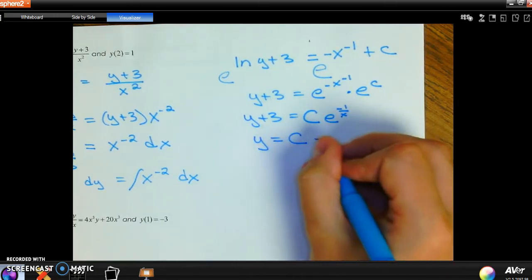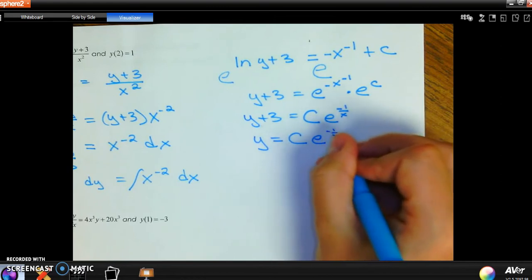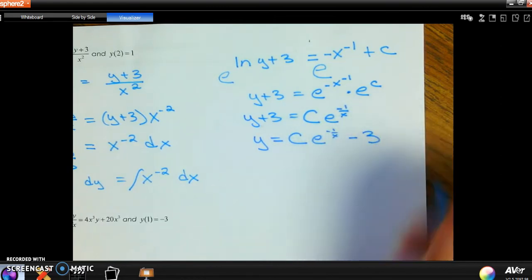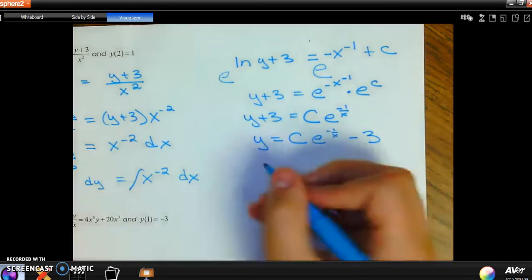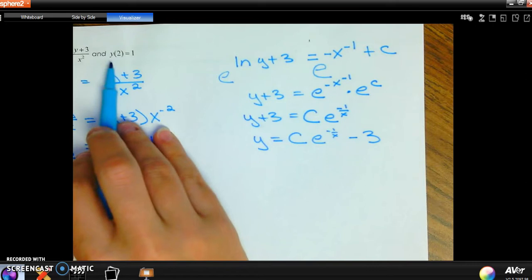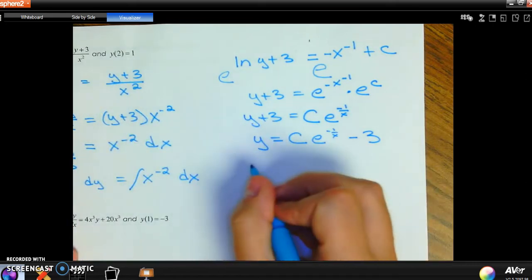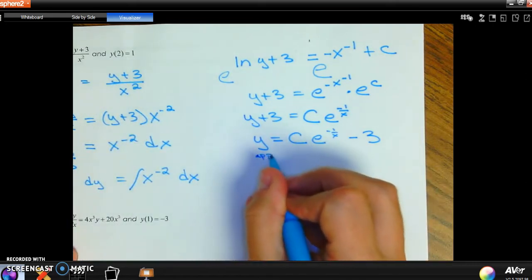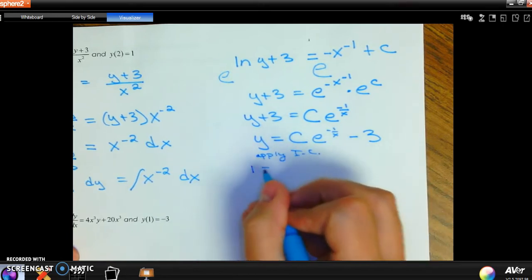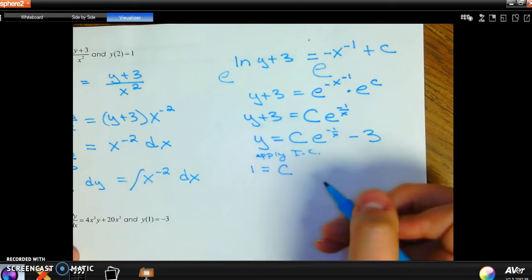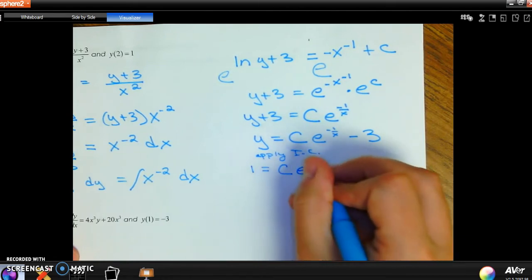So I'm going to write it as e to the negative 1 over x, and then it is a minus 3 on the outside. So I've solved for y there, and now I'm going to apply my initial condition. My initial condition is x is 2, y is 1. So 1 equals some constant c, e to the negative 1 over 2, because my x value is 2, minus 3.